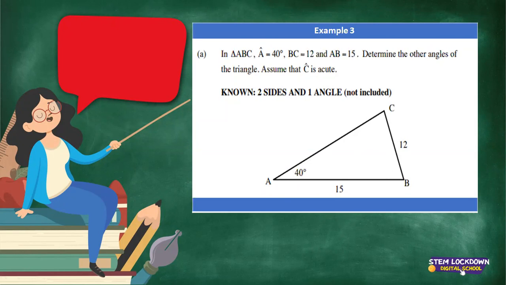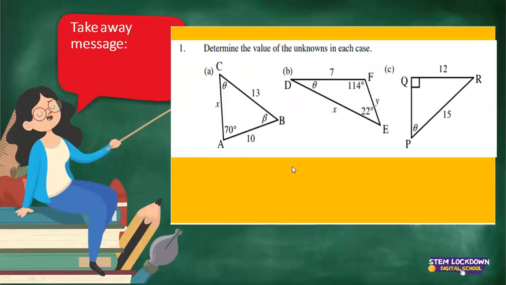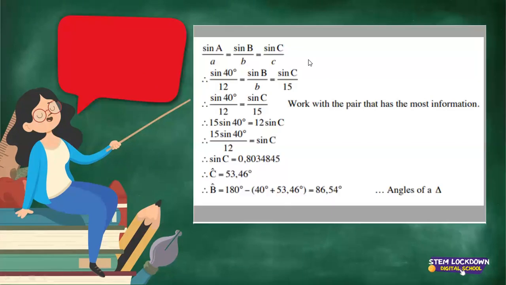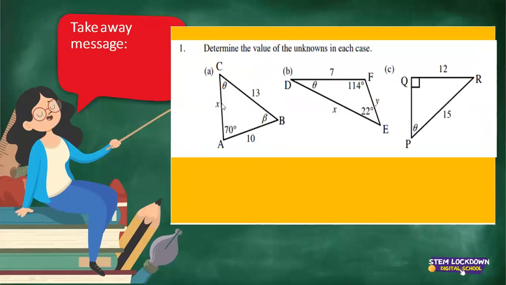Okay, let's see another example. Determine the value of the unknown in each case. So in each case, what is the value of your unknown angles? There's theta, there's beta. How do you find theta? How do you find beta, given two known sides?